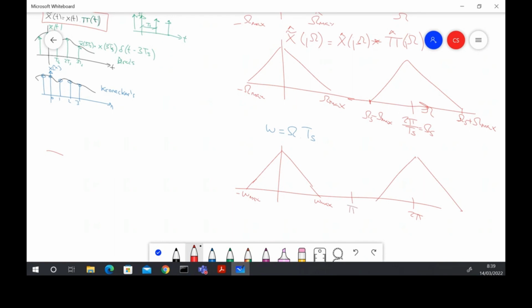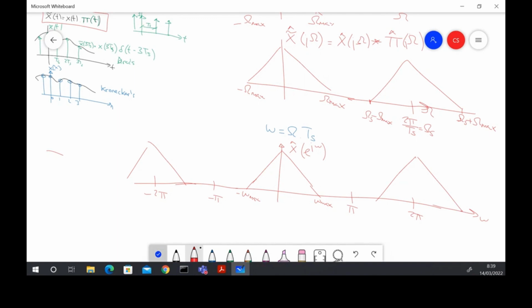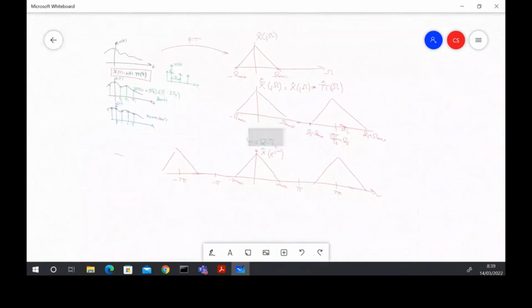And we would have the same copy. And then pi ideally should be somewhere in between the two copies. And then now you go to the one at minus 2 pi. Okay, so now this axis is omega. This is the Fourier transform in the discrete domain. And yeah, so this is a summary of sampling.